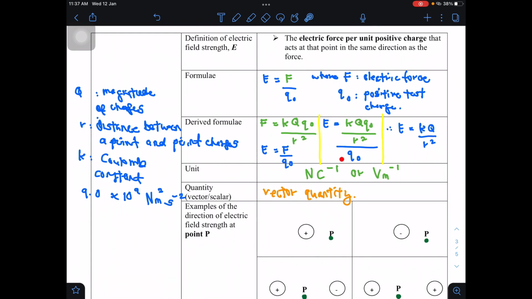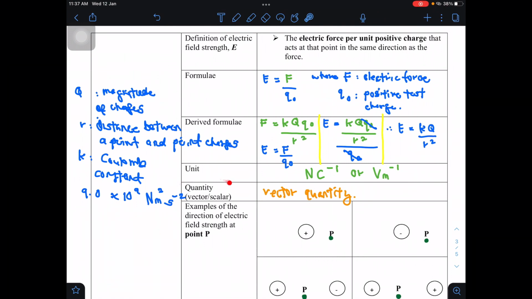per Q naught. So we can cancel out the Q naught with the Q naught and simplify the equation. We get the final equation E equals kQ per r squared. You are going to apply this formula in your calculations later. The unit for the electric field strength is Newton per Coulomb, or we can also use volt per meter.